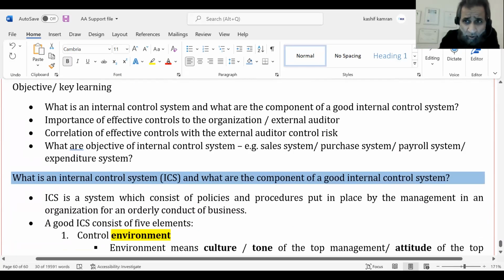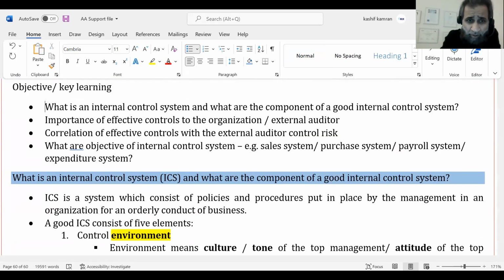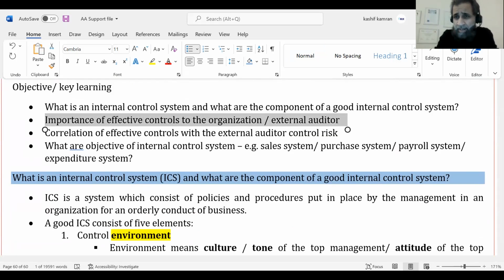Let's see, have we got the key learnings? We got the key learning: what is an internal control system and what are its components. Importance of effective controls. Obviously, you all know that if controls are effective, the chances of fraud and error go down, and the risk of material misstatement goes down for the management and for the auditor. If the auditor is performing an audit and controls are effective, that will reduce the time you need to spend on audits, so your efficiency towards audit will improve as an external auditor. Correlation of controls with control risk: controls are weak, your control risk is high. Controls are strong, your control risk is low.